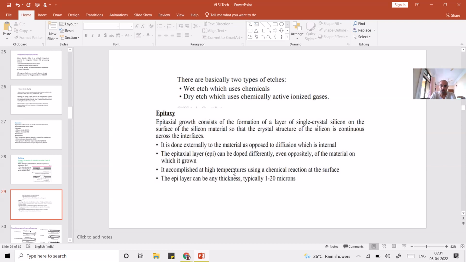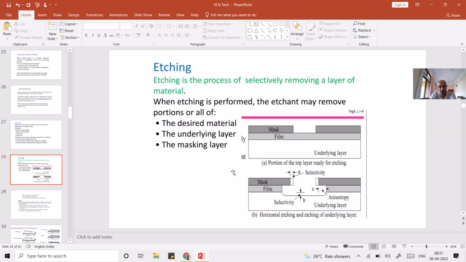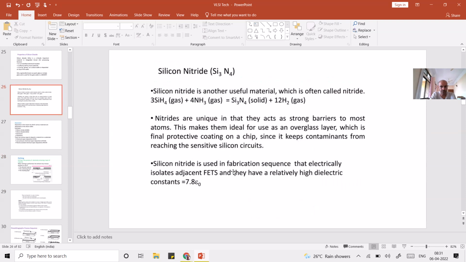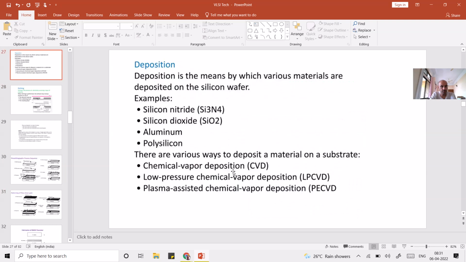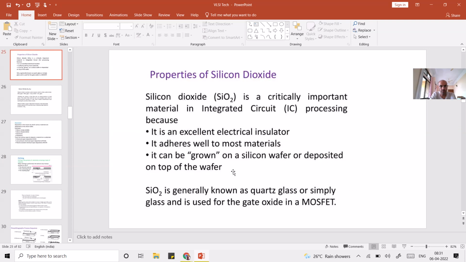For epitaxial growth also we use deposition to form the epitaxial layer over the substrate. We have to use the methods which we have already discussed here. So what are these methods? I've just shown you those deposition methods.